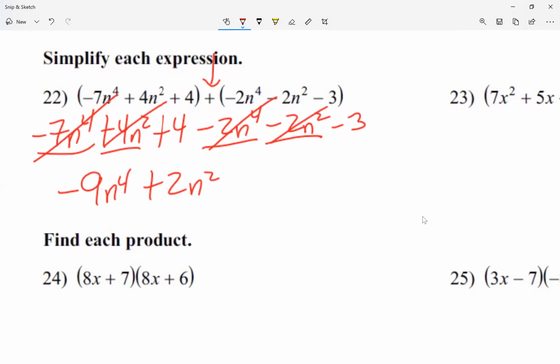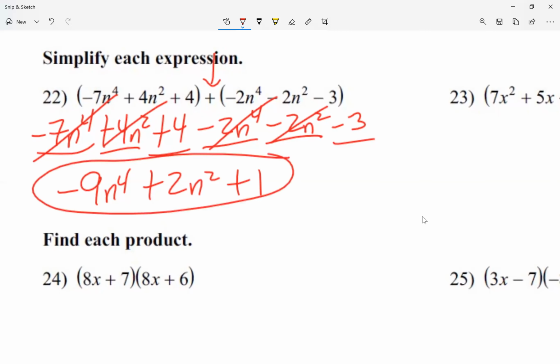Now n to the 1. No, I don't see any. And then n to the 0, basically no letter. 4 minus 3. So I'm going to call that +1. And that's it. -9n to the 4th plus 2n squared plus 1.